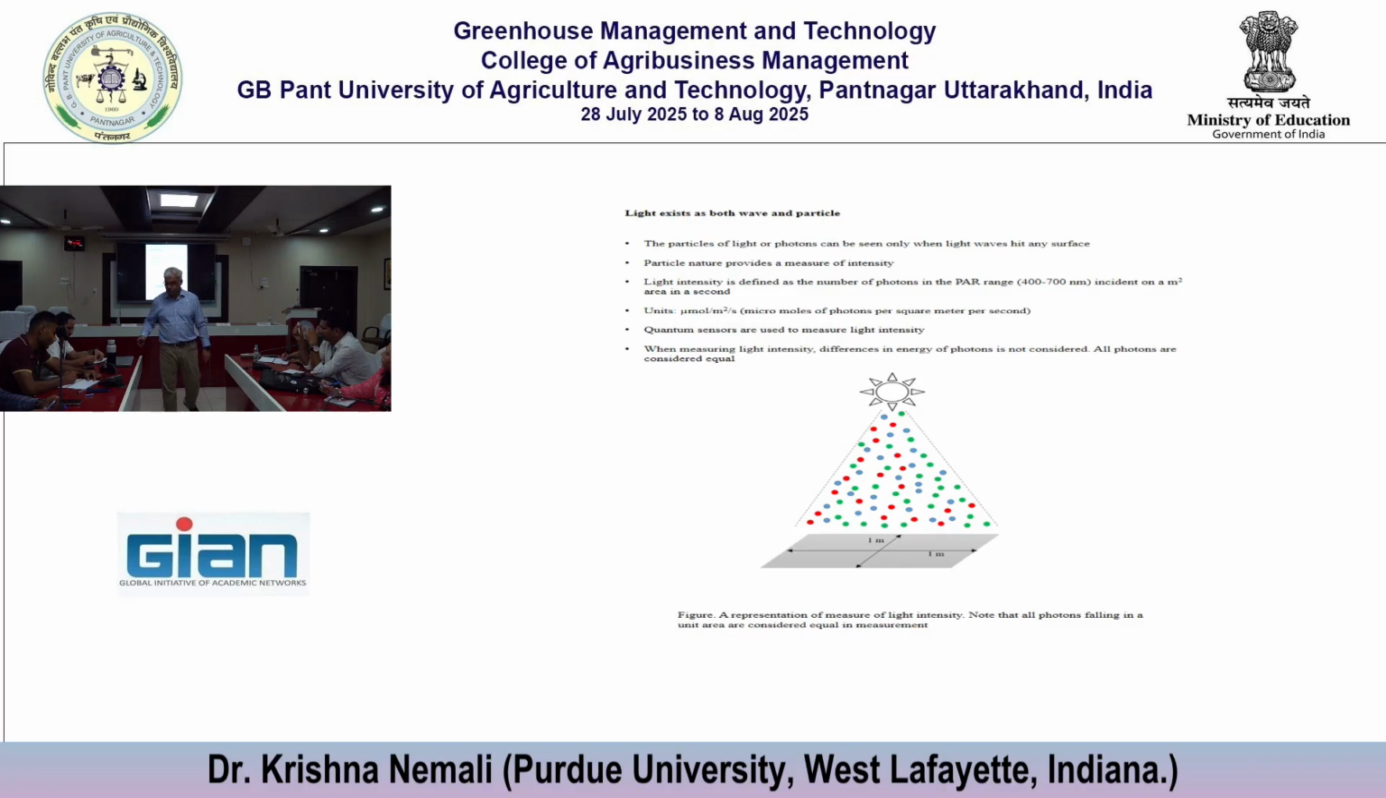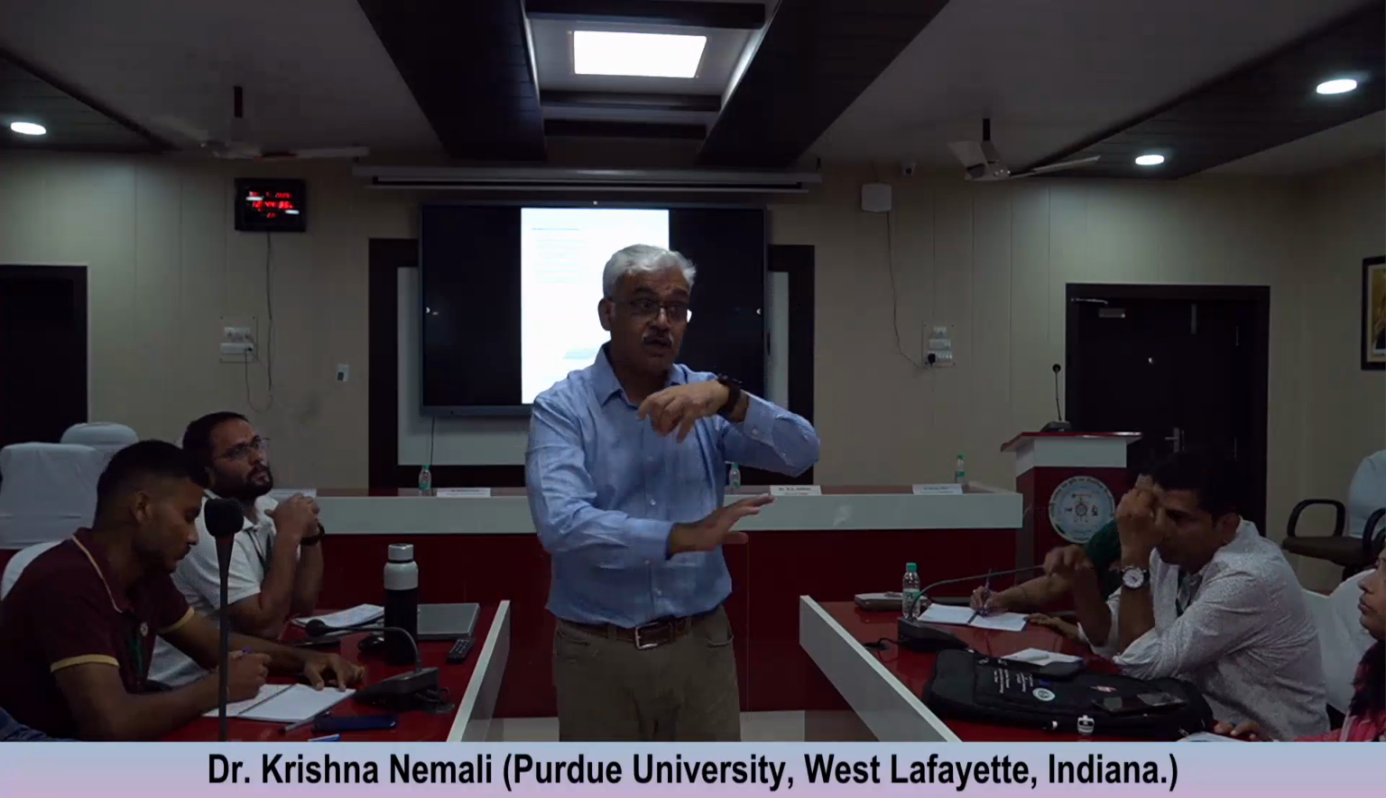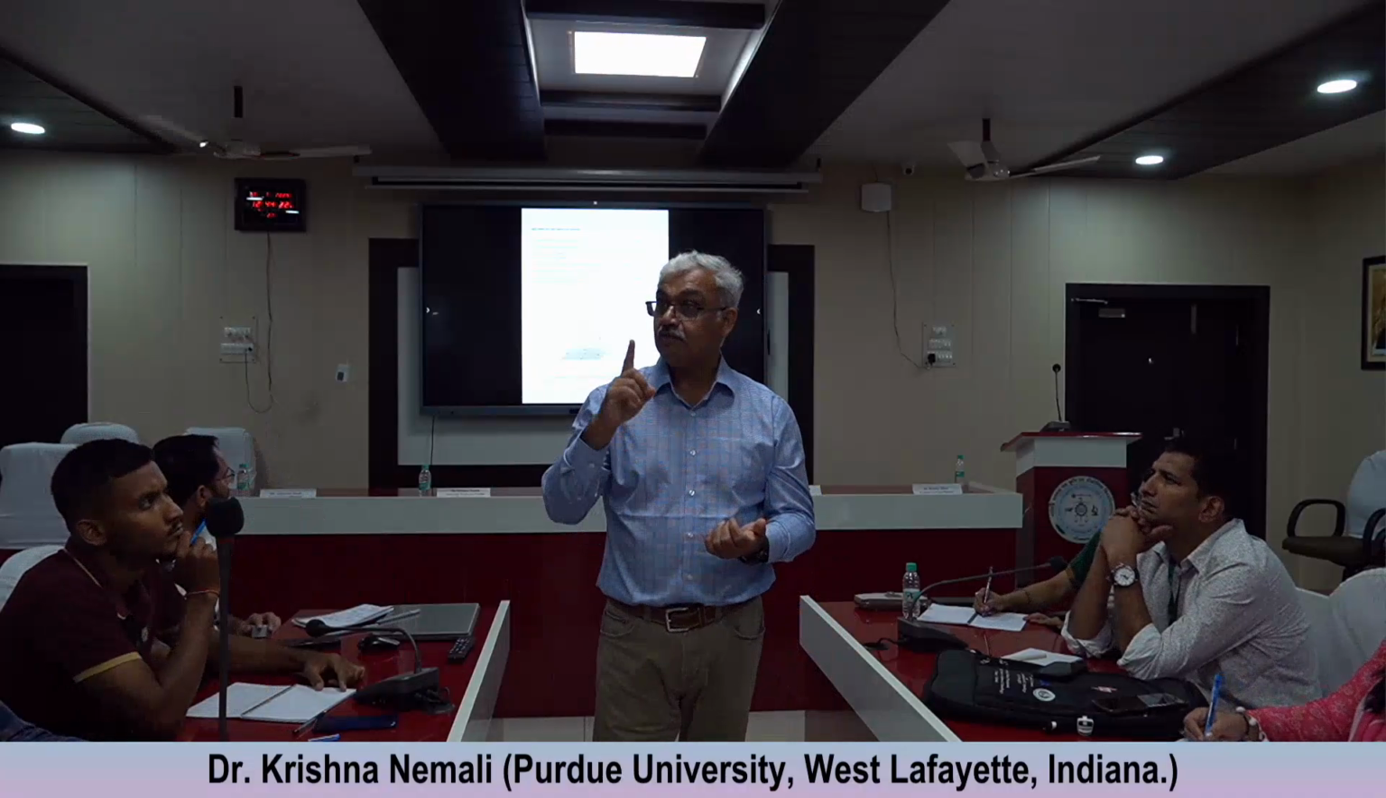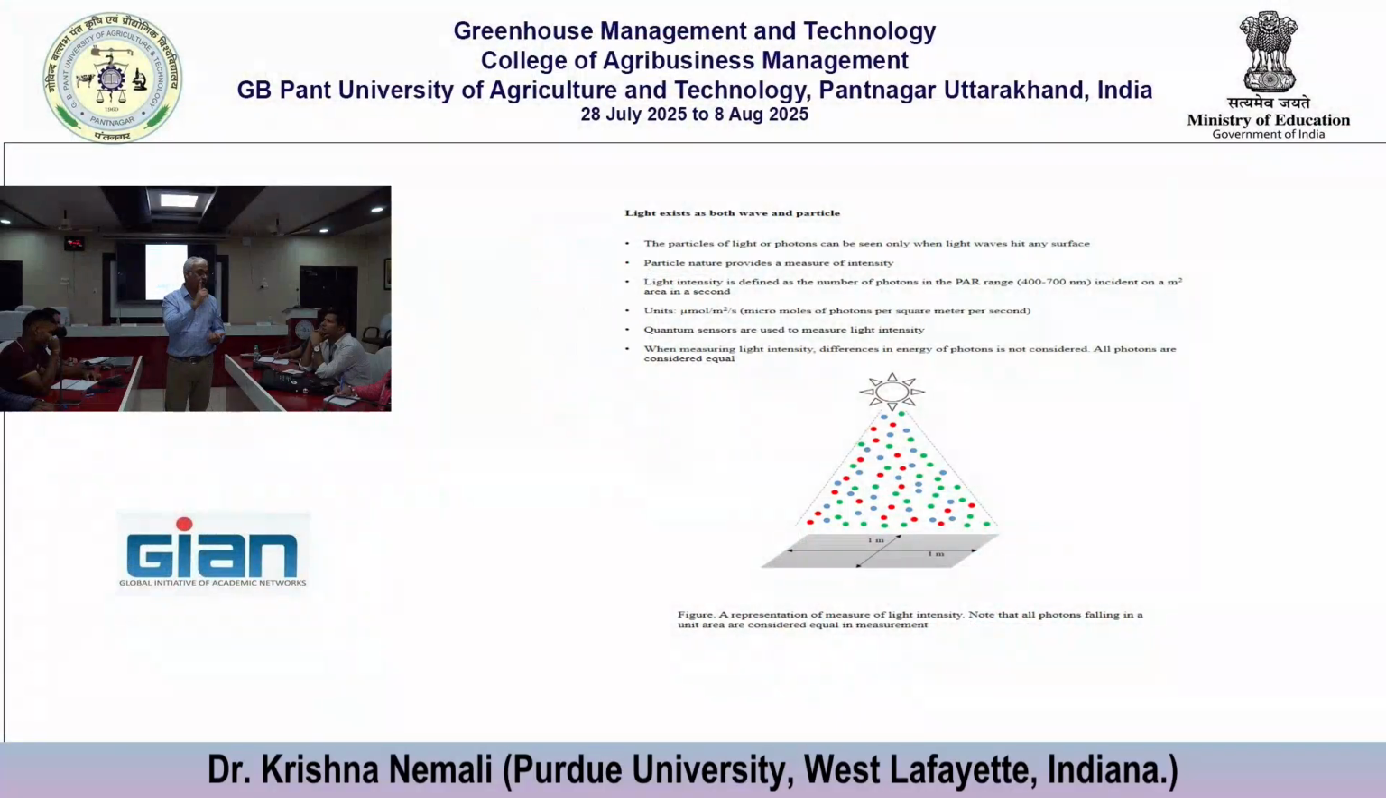Okay, let's go back. So let's say you put some light here. Photons are coming, right? They're coming as waves and they're hitting. Each wave is basically a photon. It's going down and hitting a surface. When you talk about intensity, you are not talking about energy at all. You are talking about the number of photons coming from that source. In 1 meter square area, how many photons are coming and falling in 1 second? Number of photons falling in 1 meter square area in 1 second.